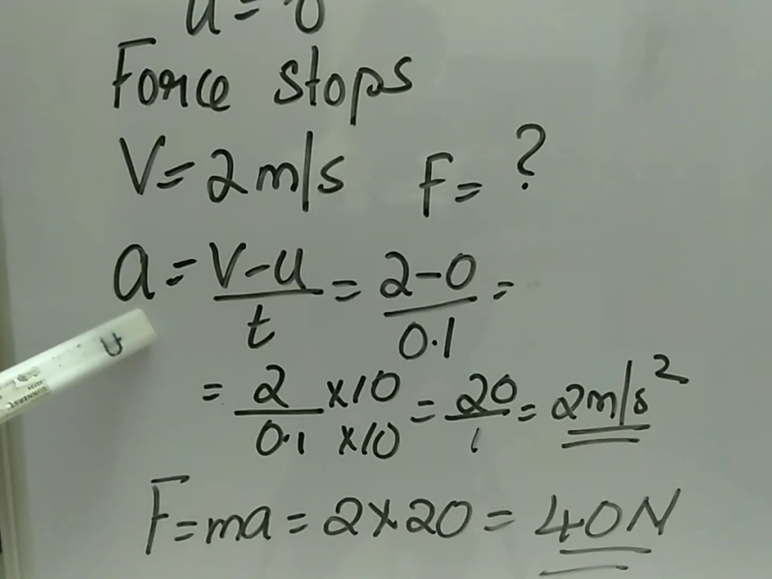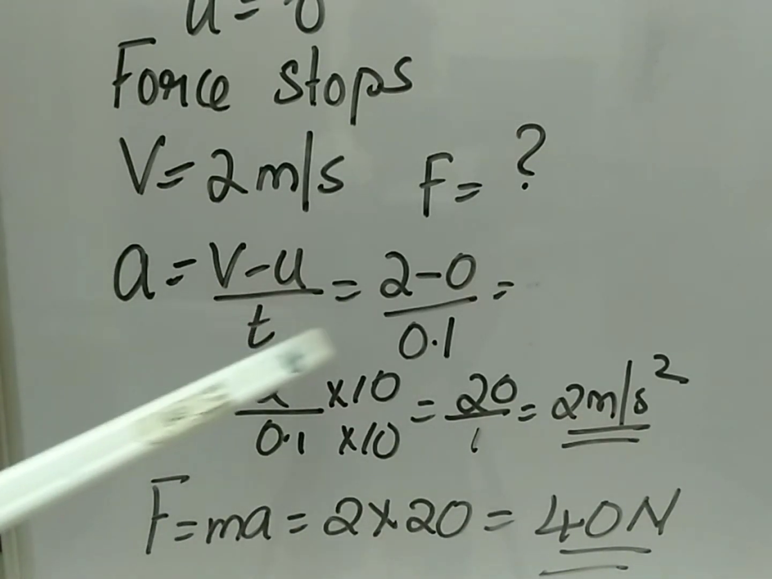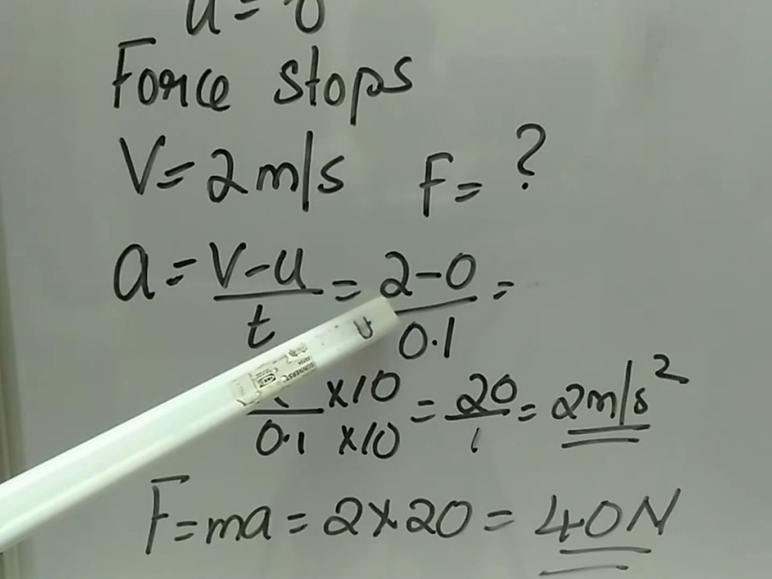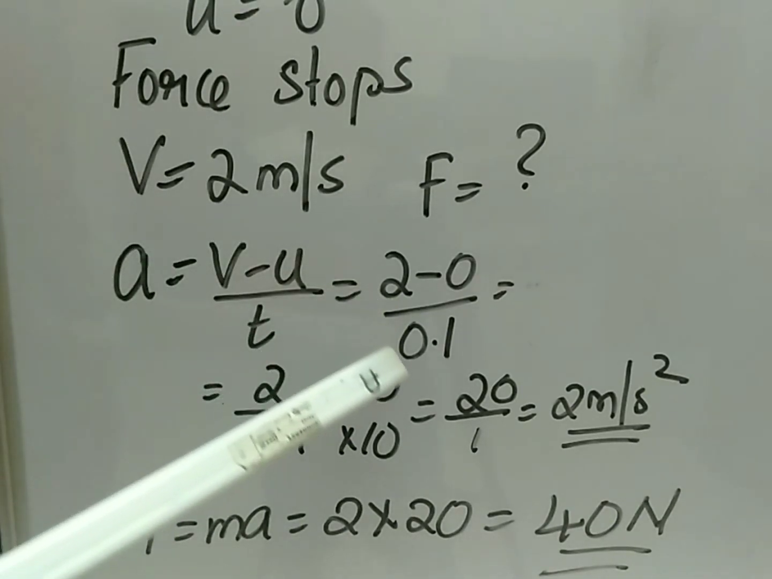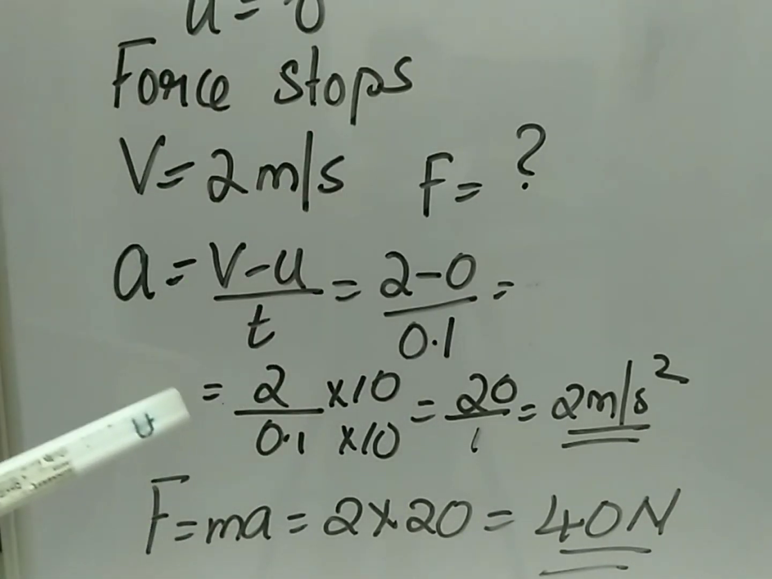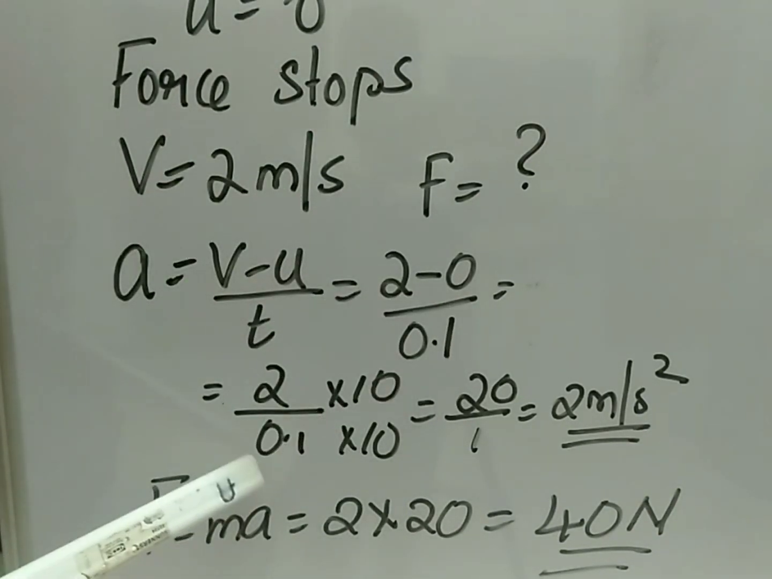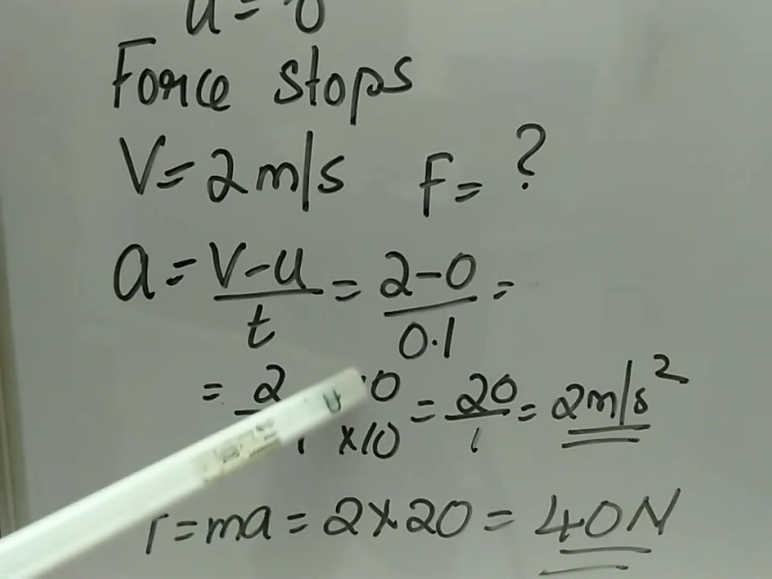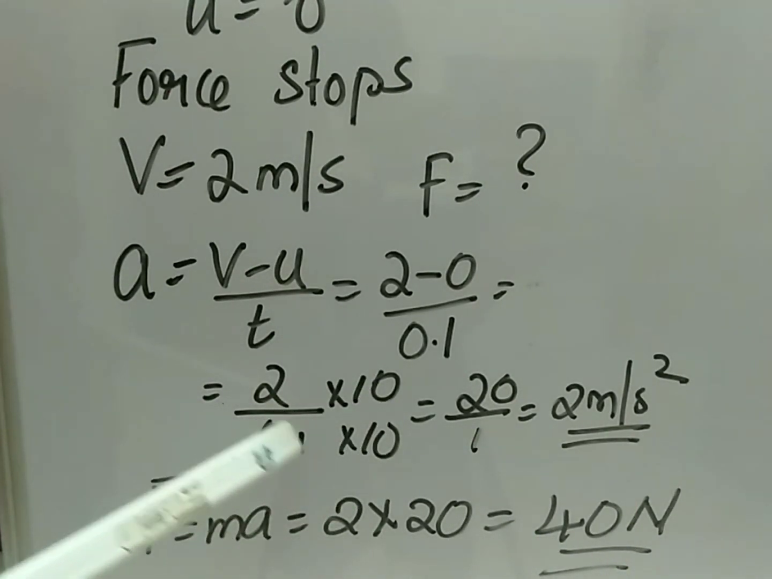So we have the formula for acceleration. If you are asked to find force, we need mass and acceleration. Mass we already have here, so we have to find acceleration. a = (v - u)/t. We have u, and v, the velocity, is 2. So 2 minus 0, initially at rest, 0, by time is 0.1. So we have 2 by 0.1. To remove the decimal, multiply both numerator and denominator by 10, you will get 20 by 1, you will get 20 meter per second square. Now we have to calculate F.